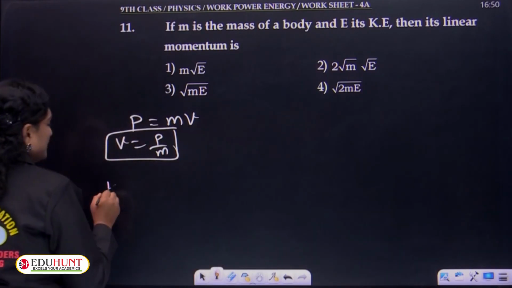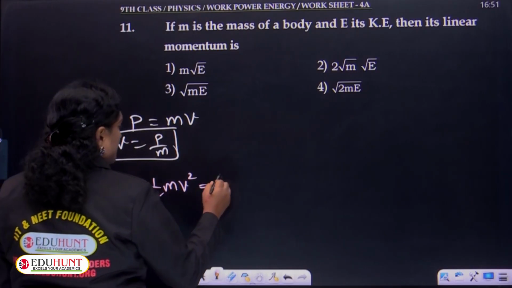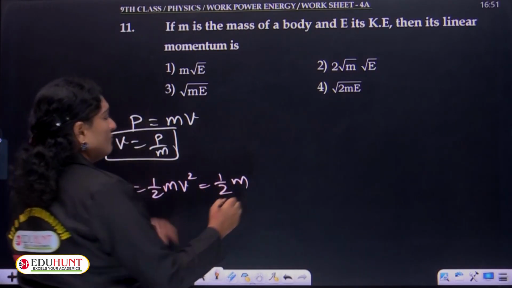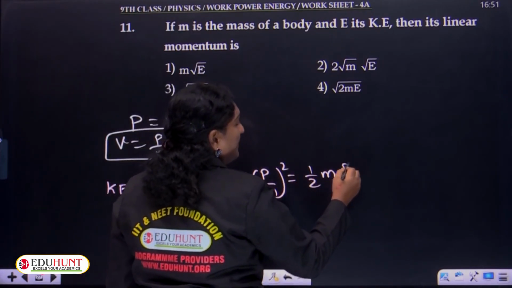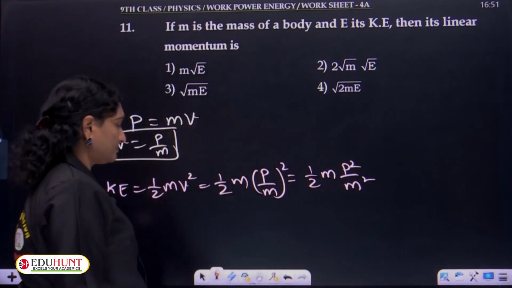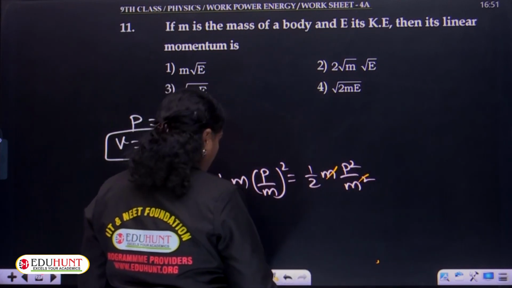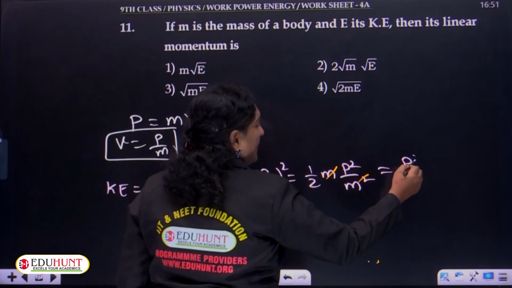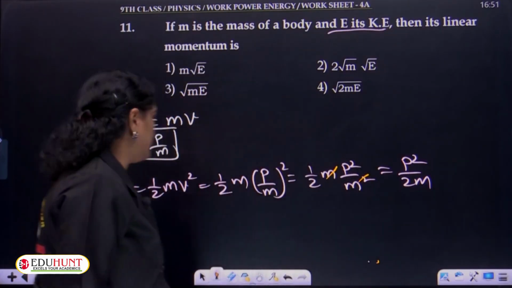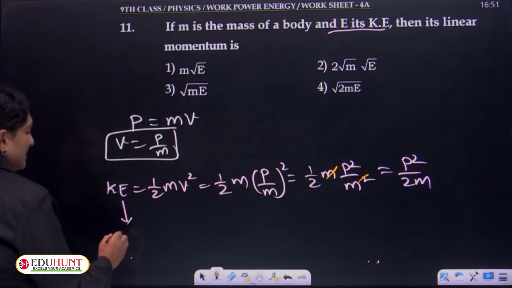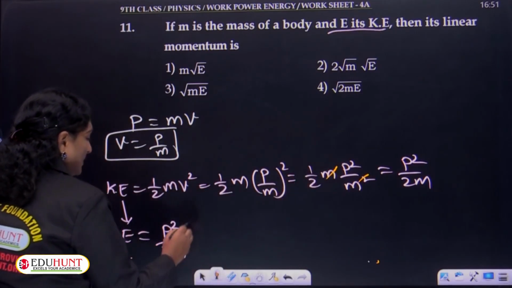Similarly, the formula for kinetic energy is half mv square, and this equals half m into, instead of v, we replace it with (p by m) whole square, which equals half m p square by m square. So, simplifying further, one m gets cancelled. Hence, you are left with p square by 2m. But given that E is its kinetic energy, instead of kinetic energy I have to replace it with E. So finally, E is found to be P square by 2m.